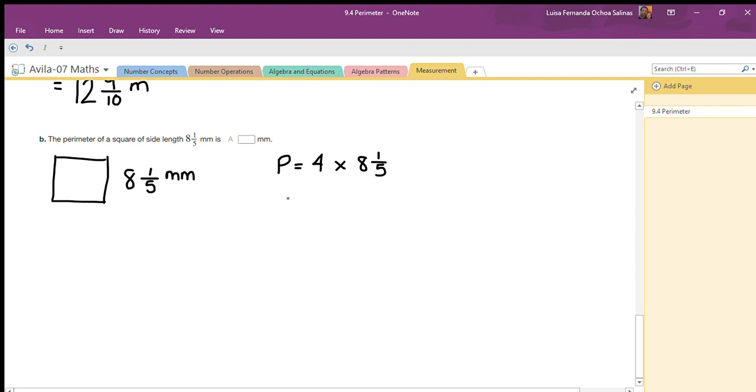So how do we multiply this? Perimeter is equal to 4, and I'm going to change this one to improper. 8 times 5 is 40, plus 1 is 41, so 41 over 5. Can I cancel 4 and 5 in any way? No, I can't. So I just have to do 4 times 41. 40 times 4 is 160 and 4 times 1 is 4, so 164. The perimeter is going to be equal to 164 over 5.